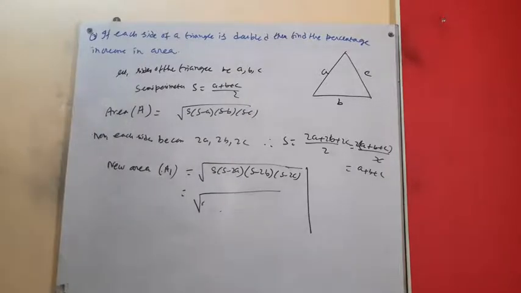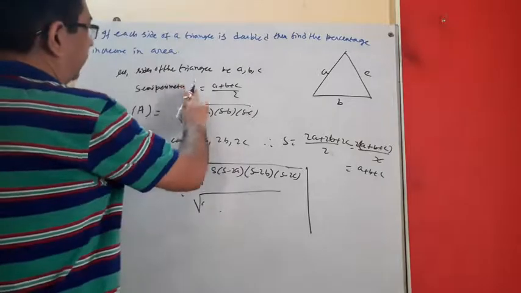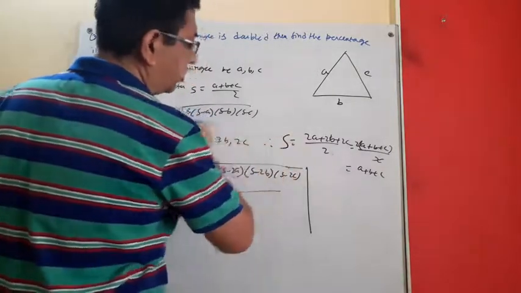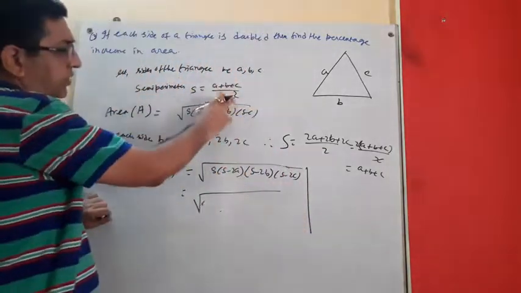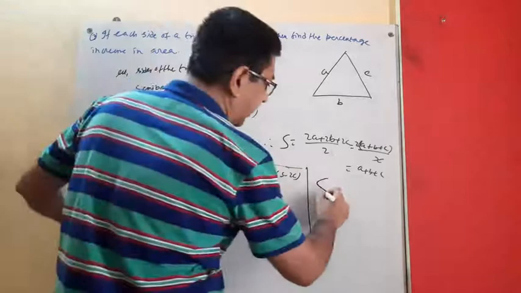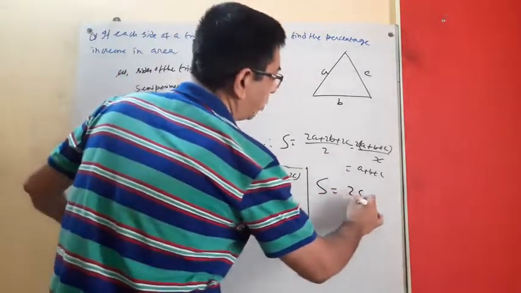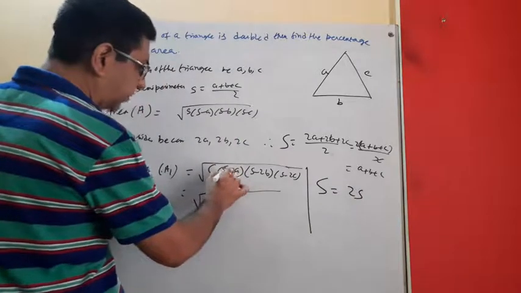Look, one thing. Here we have the new one. This is small s, the semi-perimeter, and this is capital S. Otherwise it will be the same. So look, a plus b plus c is 2 into small s. So capital S equals 2 into small s. So instead of capital S, this is capital S, right?